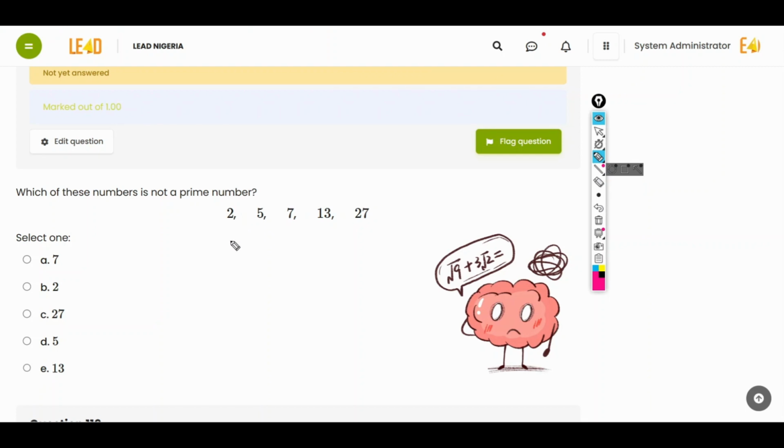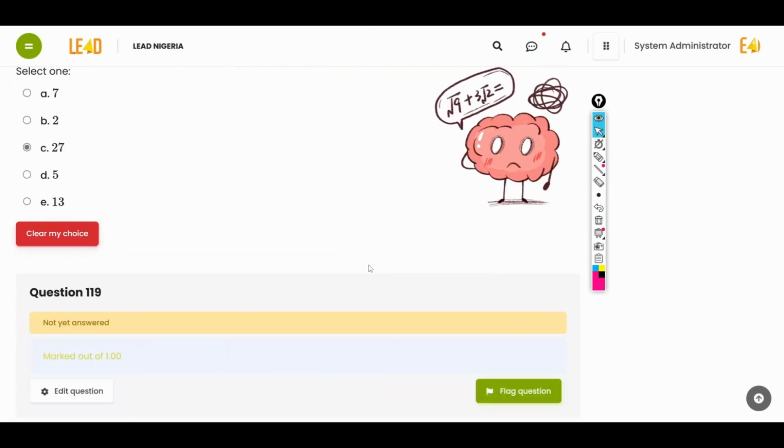All right, so 2 is a prime number, can only be divided by 1 and itself. 5 is a prime number, can only be divided by 1 and itself. 7 is a prime number. 13 is a prime number. 27 is not a prime number. It's not a prime number because 3 and 9 can divide 27, right? So it has multiple factors as opposed to just 2. Okay, so that's for number 118.